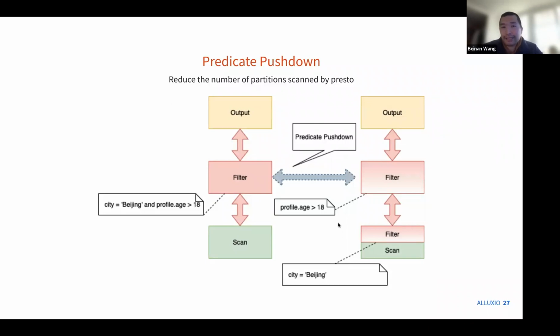Iceberg does not accept this kind of predicate on a nested field or subfield. So we still keep this predicate on the Presto side. It's still there, so the result stays accurate, but some of the predicates are pushed down to the table scan.